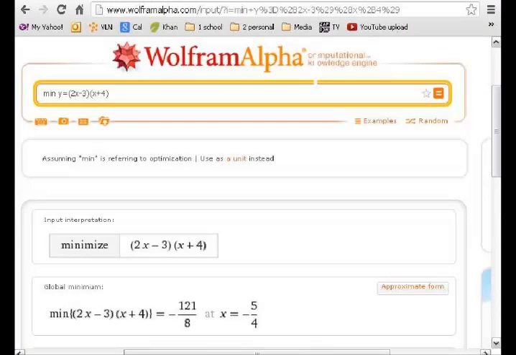However, to be able to use Wolfram Alpha properly, you're going to have to understand some of the concepts. So I've asked Wolfram Alpha to minimize the function for me, and it has done that. It has given the minimum value of y as -121/8 at x equals -5/4. That's the same as what we got before. -121/8 becomes -15.125, and the -5/4 is -1.25.